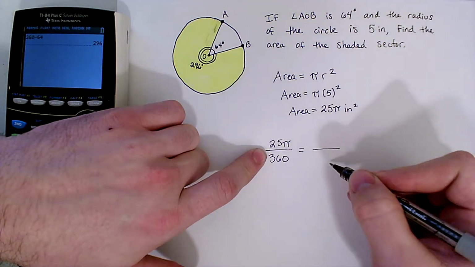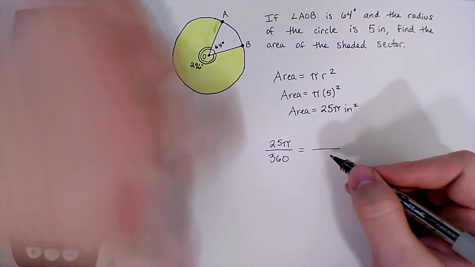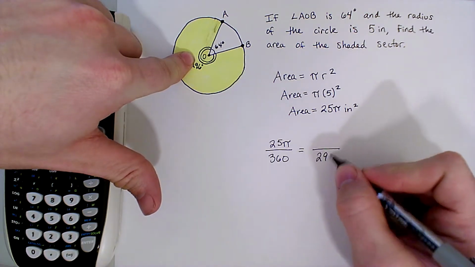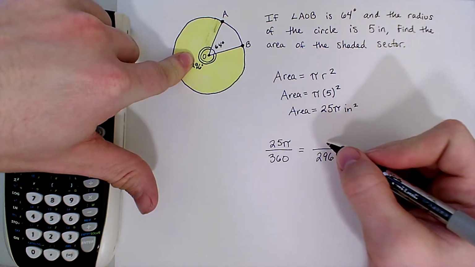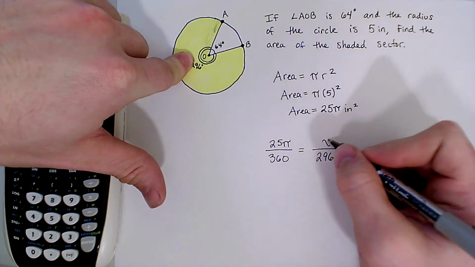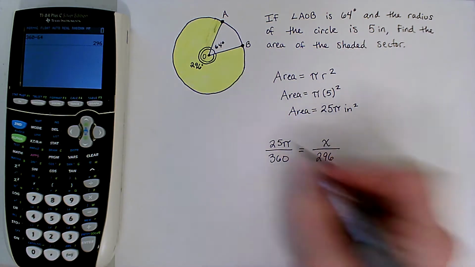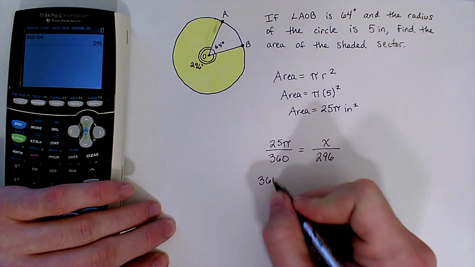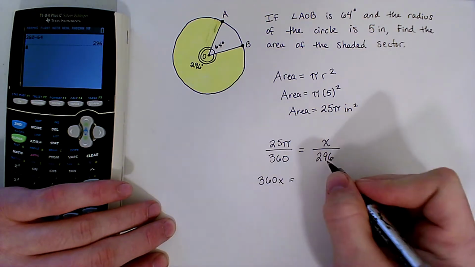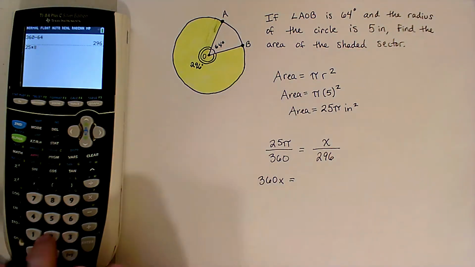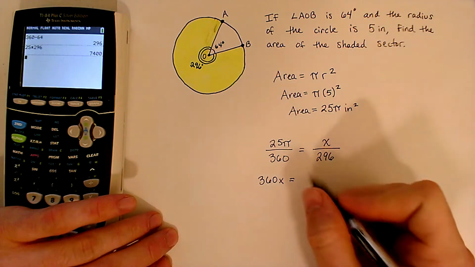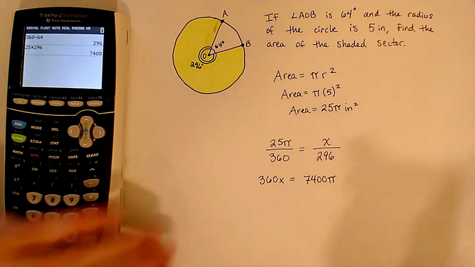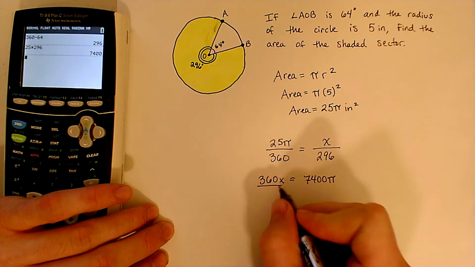So when I set up my proportion over here, I'm going to use the degrees that I actually want, which is just this section. So 296 goes on the bottom. And this is the area that I'm trying to find, so that's our variable. And now I cross multiply. 360 times x is 360x. 25 times 296 is 7,400 pi, and then I can divide by 360.